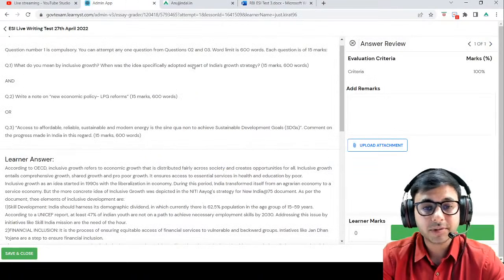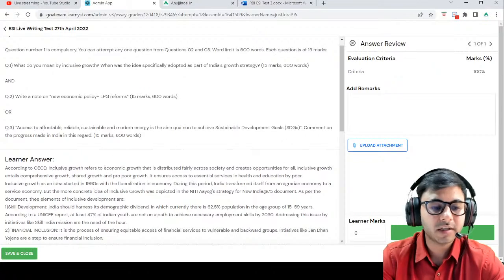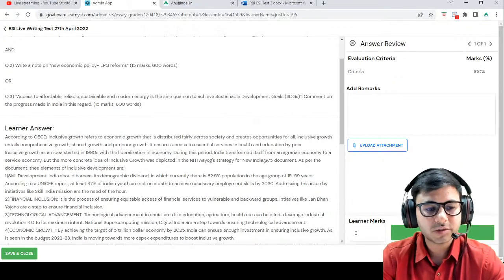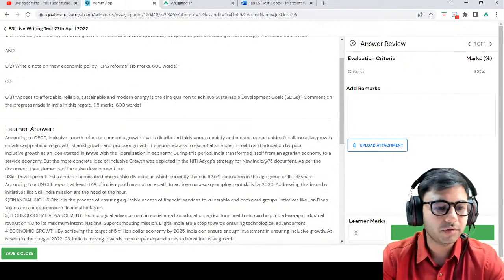Okay. अब इसमें सबसे बड़ा प्रॉब्लम ये होगा कि भाई 15 नंबर में क्या क्या लिखना है. We'll understand that, don't worry. First, let's go through what she has written and then we'll go forward.